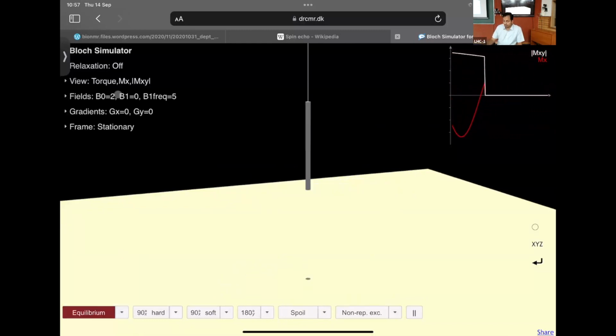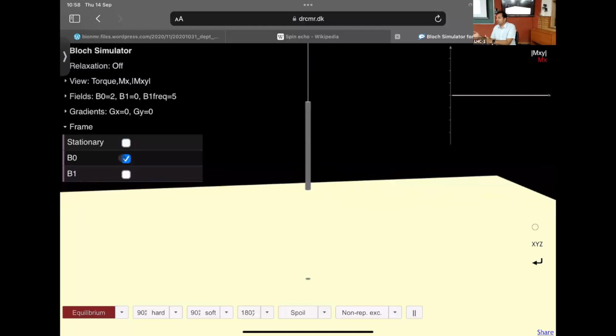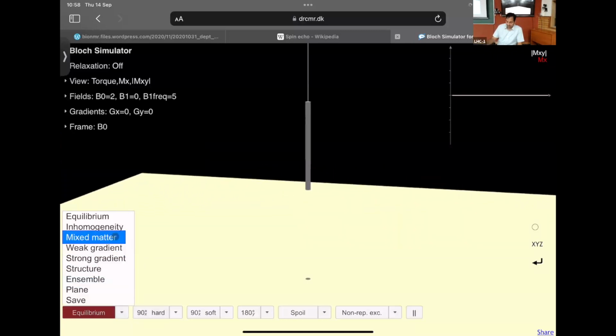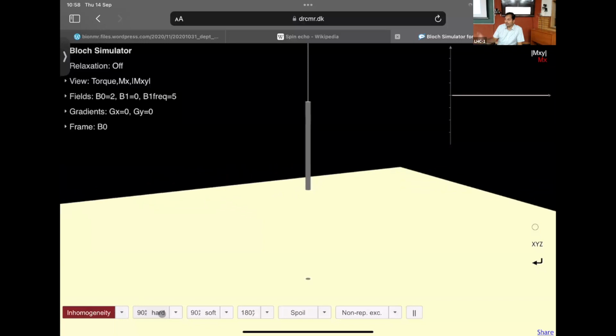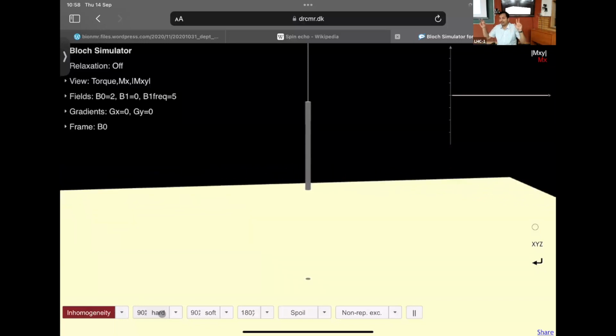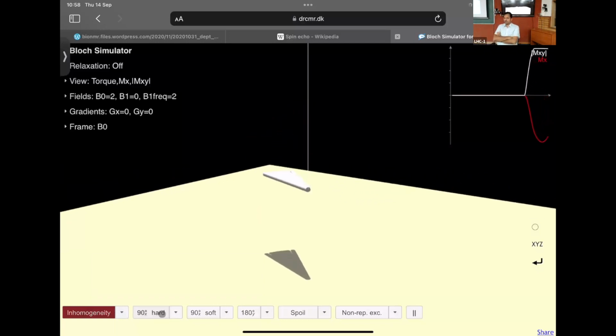Now, let's do one small thing. What is the small thing that we want to do? Instead of being in the stationary frame, which has too much precession going on, let's go to the rotating frame. So now you understand the application of the rotating frame. Let's see the same example. Let's take inhomogeneity to be the case. I'm going to apply a 90-degree hard pulse. Since I went to the rotating frame and I'm on resonance, I'm only going to see dephasing happening. So watch.